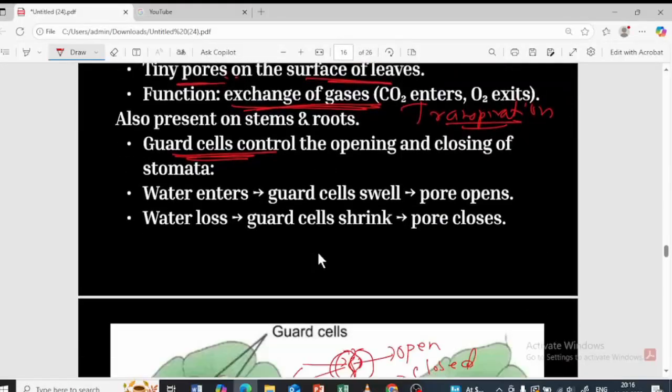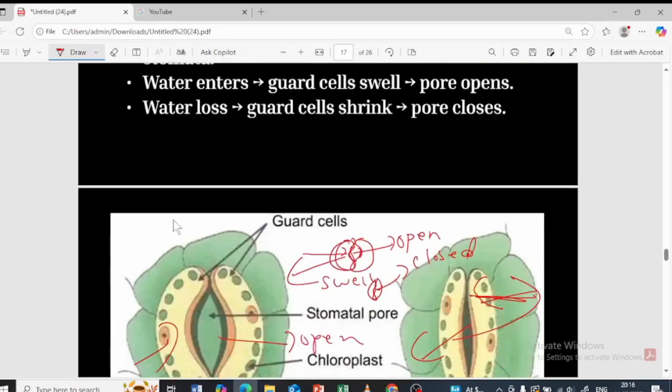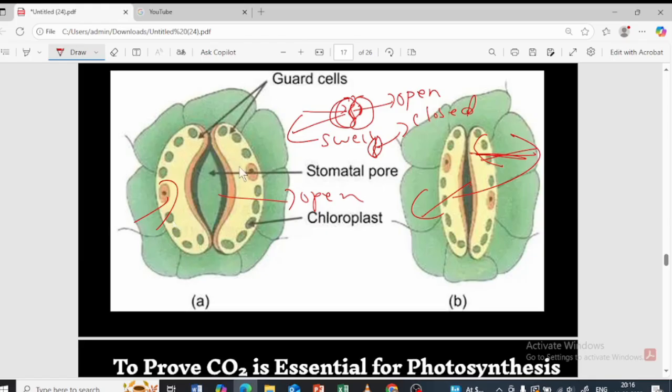Yes, the stomata are the tiny pores present on the surface of the leaf, and these stomata help in the exchange of gases as well as in transpiration. Exchange of gases during photosynthesis, during respiration, all of that, and transpiration, the loss of water also. So it is going to open as well as close. There is a guard cell present like this, and there is a stomatal pore present like this.